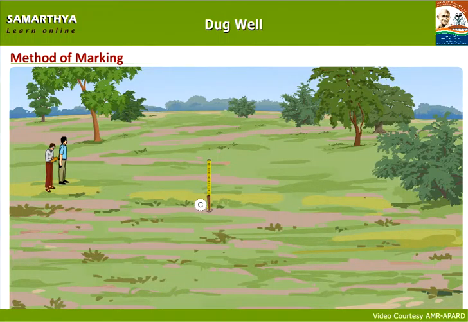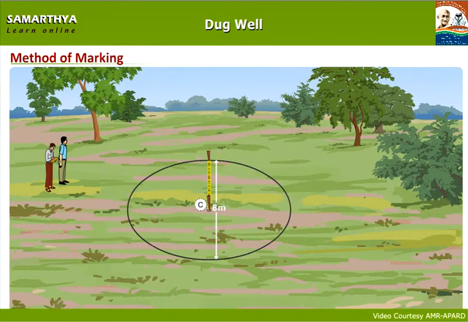Cling the loop of a tape to wooden pole C and 4 meters from here fix another wooden pole and mark it as D. Cling the loop of a tape to wooden pole C and draw a circle around. This 8-meter diameter circle symbolizes the open well. Pour lime powder around the circular line.